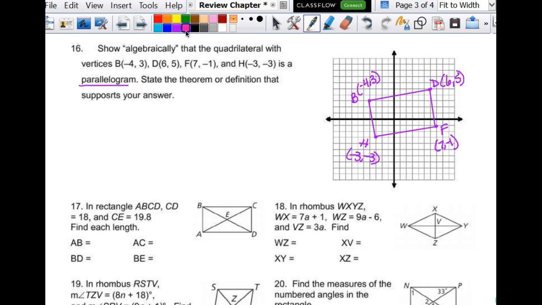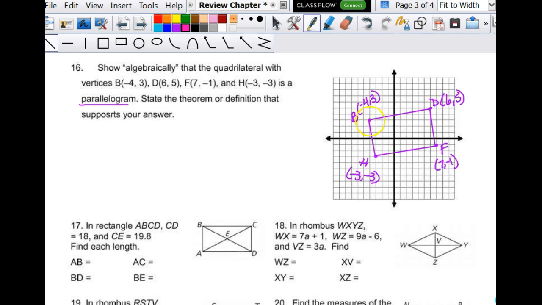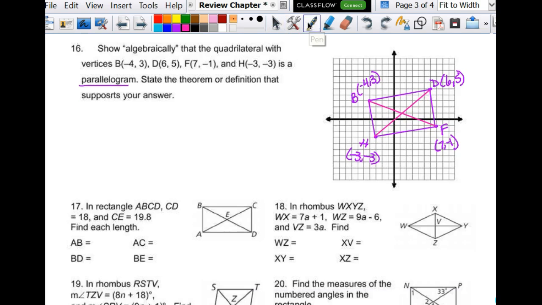But if I talk about diagonals, if the diagonals bisect each other, that makes it a parallelogram. So I can use midpoint and would only have to do that twice, and that cuts down on my stuff. So I'm going to say, if I have a quadrilateral with diagonals that bisect each other, then it's a parallelogram.